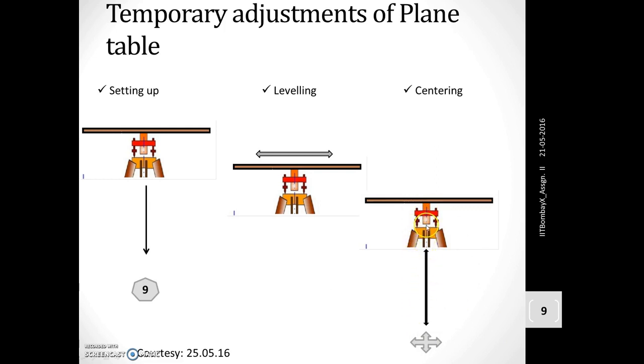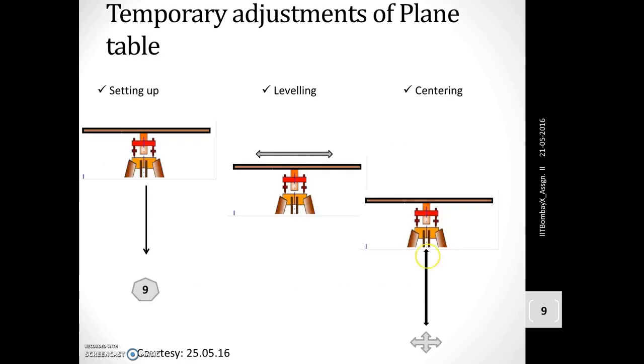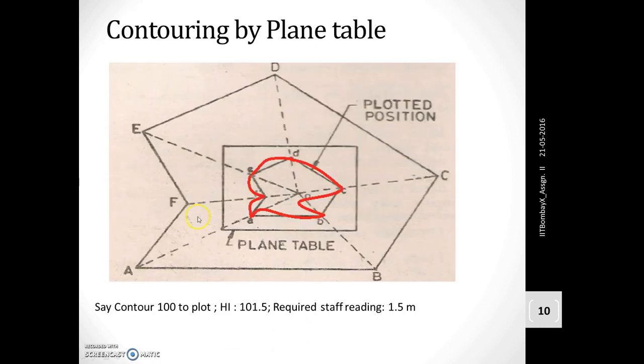Here the vertical axis defined by the plumb bob will be passing through the station under consideration. After doing this process, we'll go for contouring by the developed step. Just one thing we have to think about for leveling and centering: as we level the setup, centering will be disturbed, and as we center the setup, leveling will be disturbed. So we have to see that both things are done hand in hand. Then we'll proceed with the contouring technique by using the plane table.